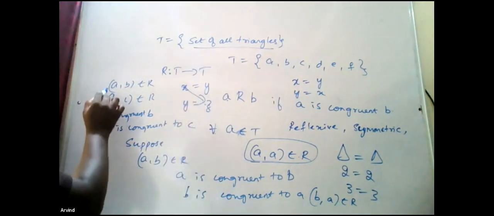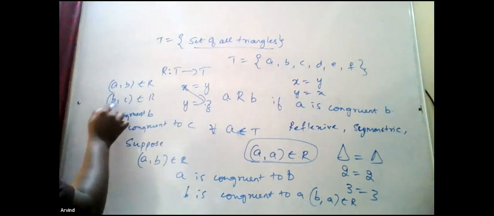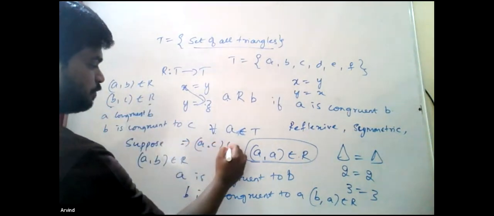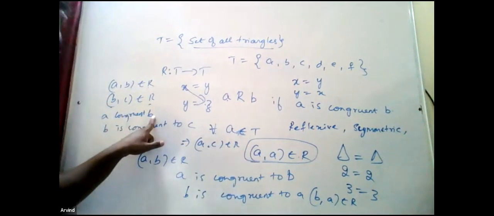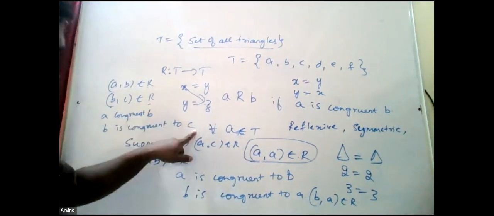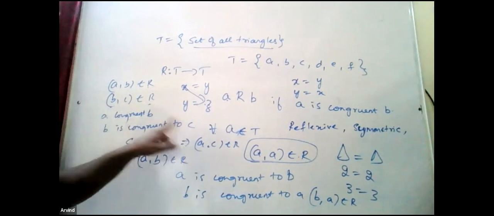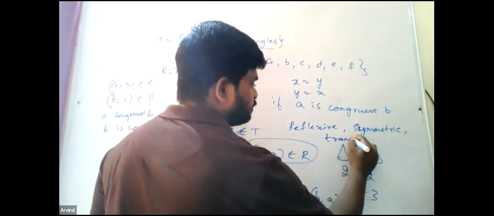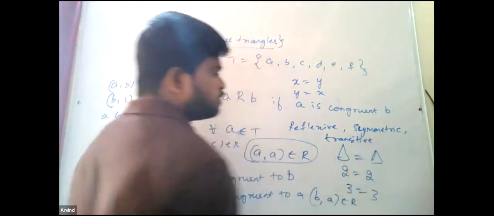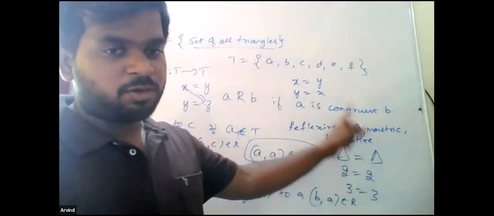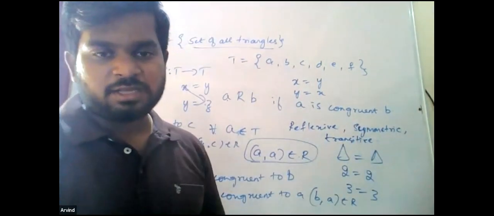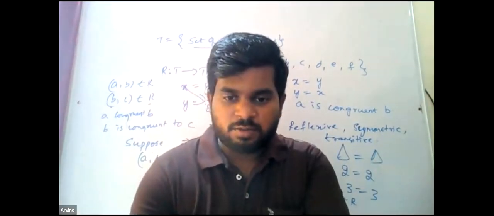The same thing. (a, b) belongs to R, (b, c) belongs to R implies (a, c) belongs to R. That is, A is congruent to B, and B is congruent to C. Therefore, I can tell A and C are congruent. So, therefore, it is transitive. So reflexive is done, symmetric is done, transitive is done. If all three, then it is called what? Equivalence relation.